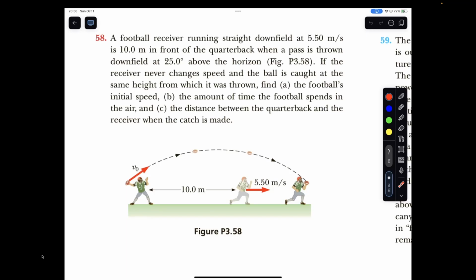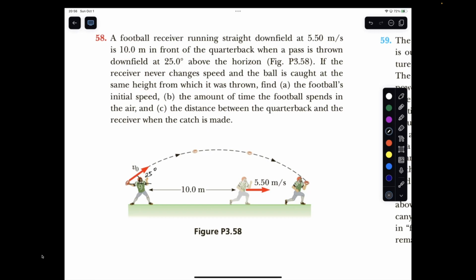This is question number 58 for projectile motion launched at an angle. Again, like before, we do not know what v initial equals. It's right here. It's just a variable, v initial. We do, however, know the angle of 25 degrees to the horizontal. So right here we have a 25-degree angle.